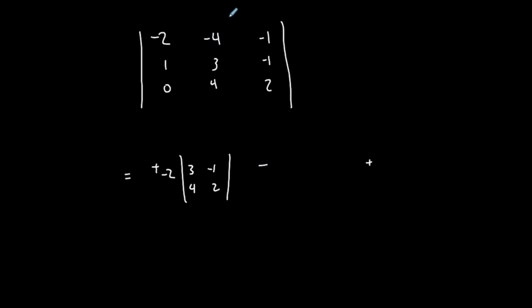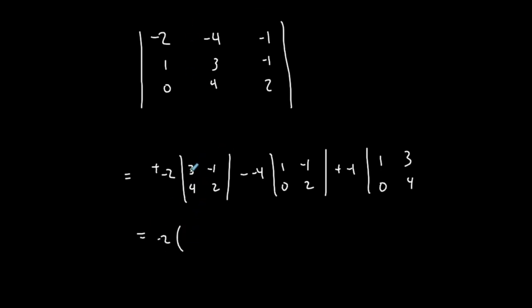Minus the next element. Let me scoot this over a little bit. Minus the next element, which is negative 4 across the top row, times its leftover matrix. So crossing out its column and its row, I'm left with 1, 0, negative 1, 2. Plus the next element in row 1, which is negative 1, times its corresponding leftover matrix determinant. Crossing out its column and its row, I'm left with 1, 0, 3, 4.